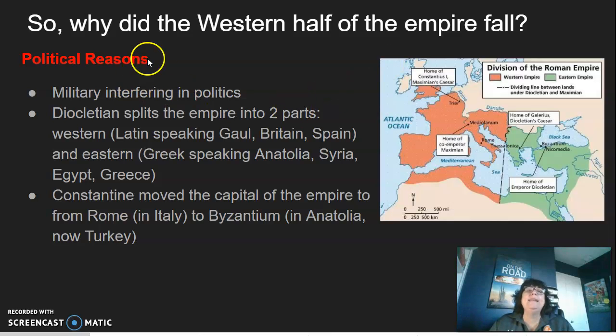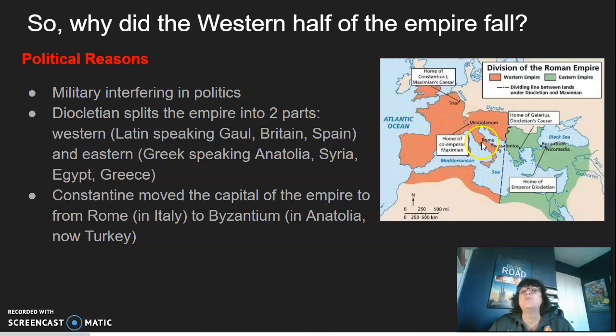Okay, so why did it fall? Why did the western half fall? At one point, the empire is divided into western and eastern. A guy named Diocletian decided the empire had just gotten too big, and so he divided it and he ruled the eastern half, and then he had someone else. So Diocletian ruled the eastern half, and Maximian ruled the western half. So they thought that would be more conducive to running the empire.